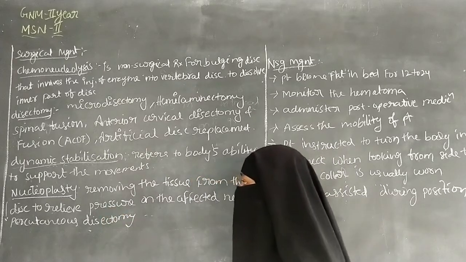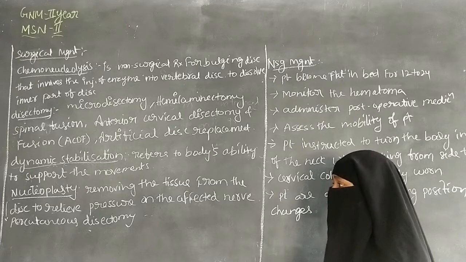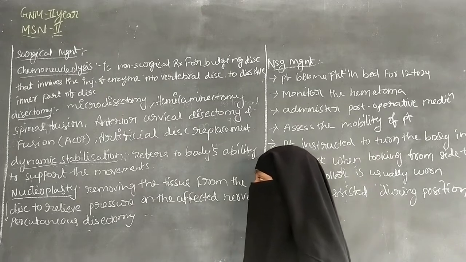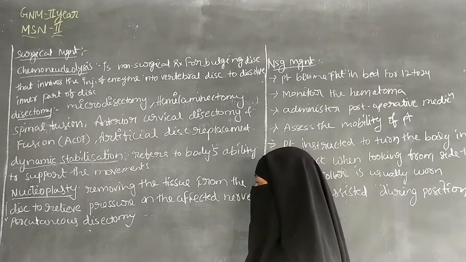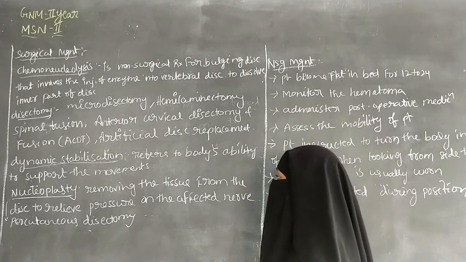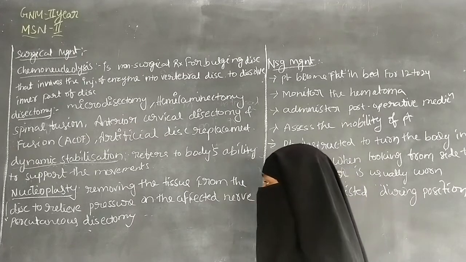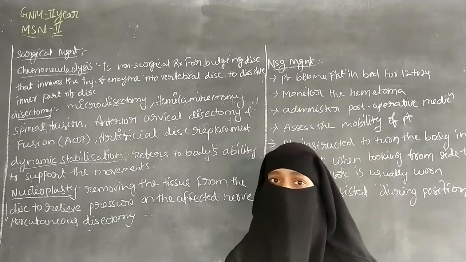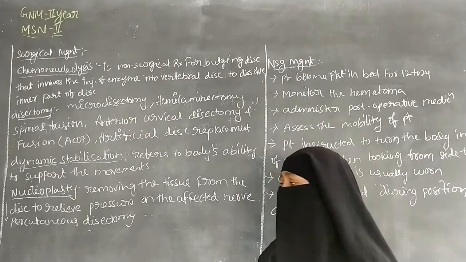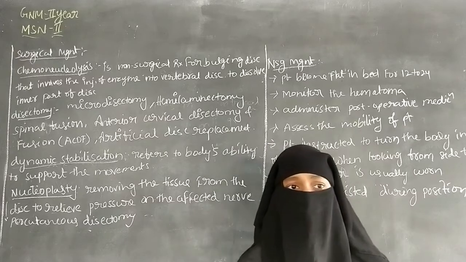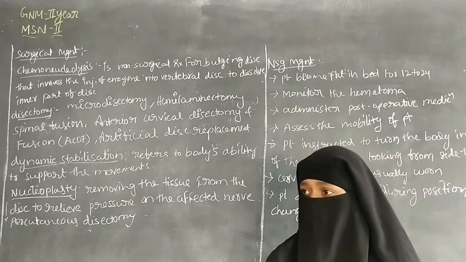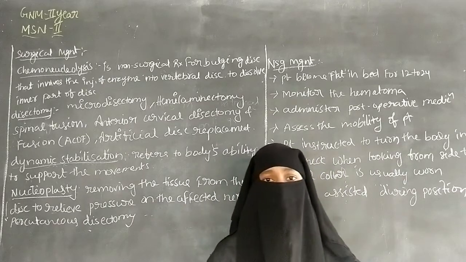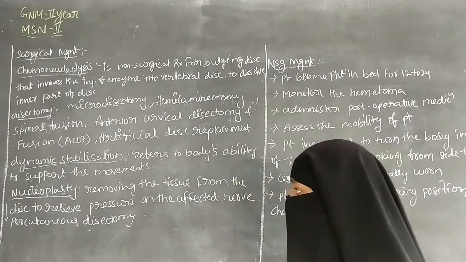Next one is nucleoplasty. Nucleoplasty is also known as percutaneous discectomy. Nucleoplasty means removing the tissue from the disc to relieve the pressure on the affected nerve. The tissue affected by the herniation is removed from the disc, and by this we can relieve the pressure over the affected nerve. So it is about nucleoplasty.